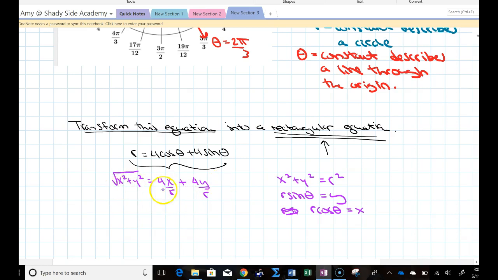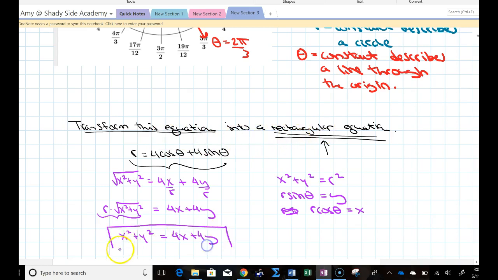Well, let's see. What if I multiply both sides by r? I'll have r times the root of x squared plus y squared equals 4x plus 4y. And what's going on over here? Well, r is just the square root of x squared plus y squared, so this whole left side just becomes x squared plus y squared equals 4x plus 4y. And technically, the directions were transform the equation to a rectangular equation. This is definitely a rectangular equation.